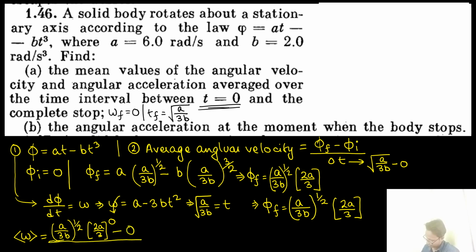How do I find it out? See, when you put t equal to 0 in this equation, you get theta initial equal to 0. Total time is equal to (a by 3b) to the power 1 by 2. Now when I cancel this out, anything minus 0 would be that value. Can I cancel this out? (a by 3b) to the power 1 by 2, so I'm cancelling this out.